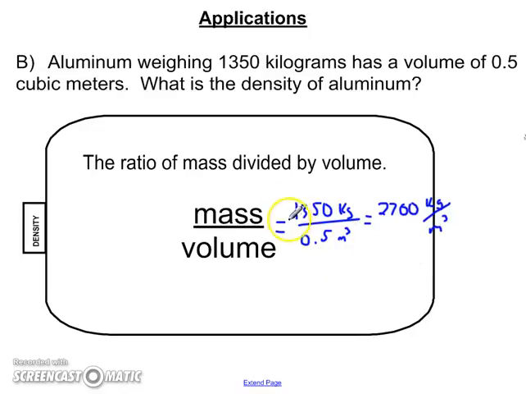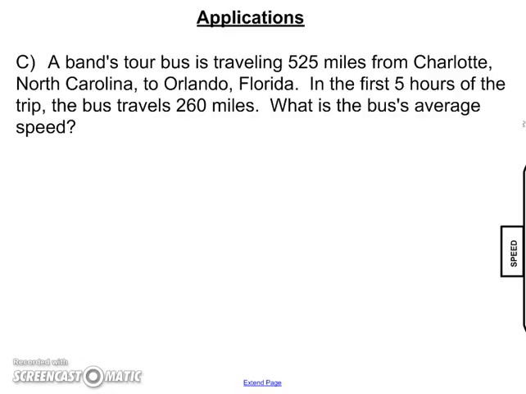So again, the 1,350 over a half would be the rate. And then the 2,700 kilograms per cubic meter is the unit rate. And typically when we're comparing items and so on, a lot of times we will break those things down into unit rates.